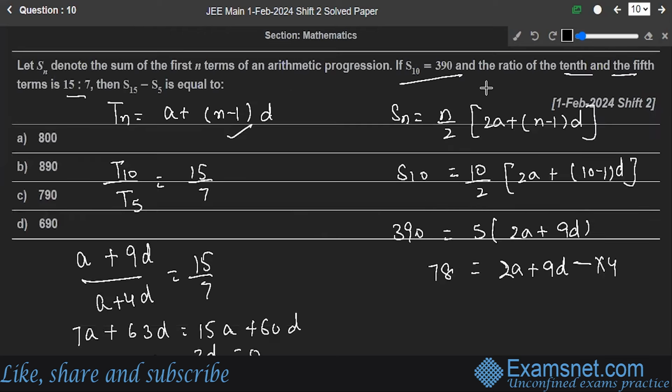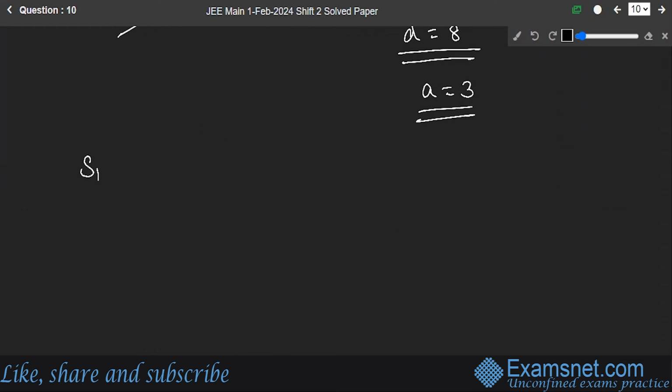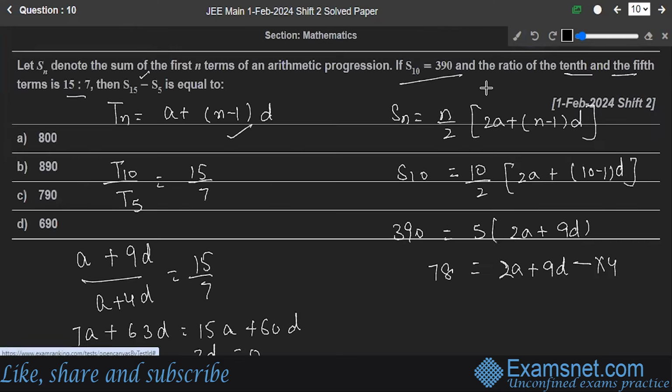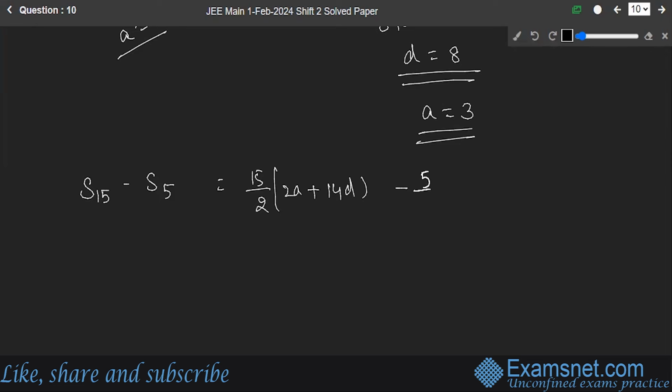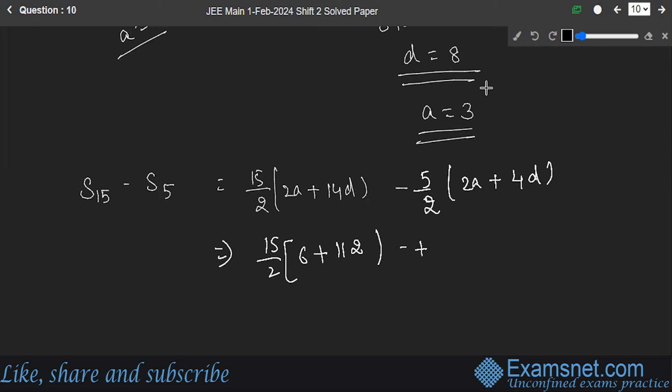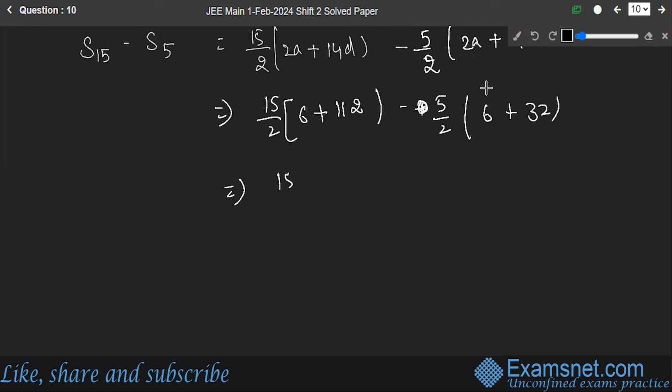Correct. What you had to find out in the question was S15 minus S5. S15 minus S5 will be given by 15 by 2 (2a + 14d) minus 5 by 2 (2a + 4d). Let's now do the calculations. This is 15 by 2, this will be 6 + 112, minus 5 by 2 (6 + 32), or you have 15 into 118 upon 2 minus 5 into 38 upon 2. This will cancel at 59, and you will have the subtraction of the two.